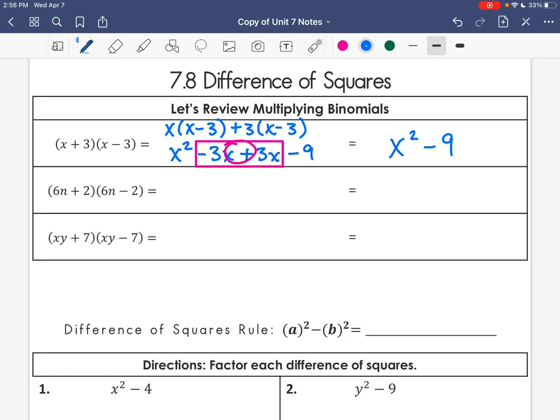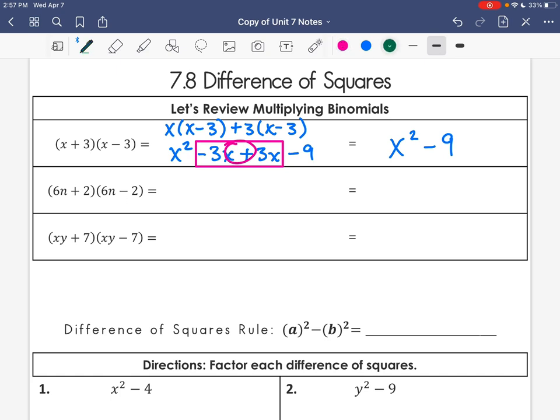Technically, this is still a trinomial. It's a trinomial where we have ax squared plus bx plus c, and the b is 0. So we just have x squared plus c, and in this case it's minus.